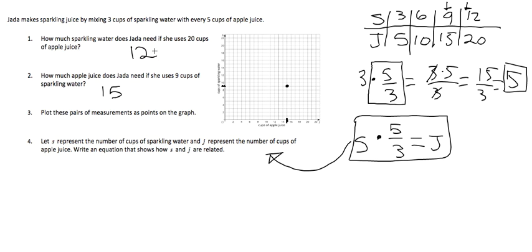And for the next one, we had 12 cups of sparkling water, which is right here, and 20 cups of apple juice, which is right here. So if we follow this up here, little point right there. So for number 1, we got 12. For number 2, we have 15. 3, we plotted the points here. And for 4, we have our equation.